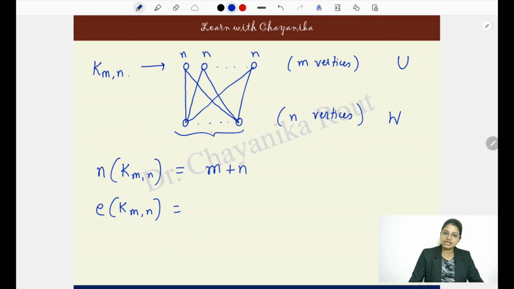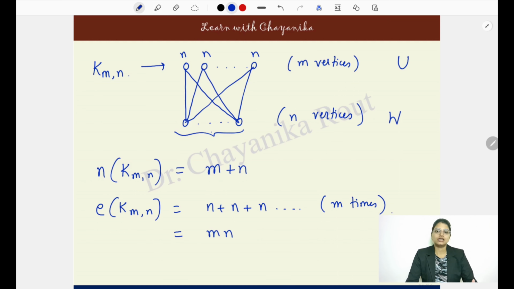How many vertices are there in this partite set? m vertices. So each vertex having degree n, the sum total of the degrees would be n plus n plus n, how many times? m times. That will give us the total value as m into n. So the size of the complete bipartite graph Kmn is m multiplied by n. You can find out the size with respect to the other partite set also.